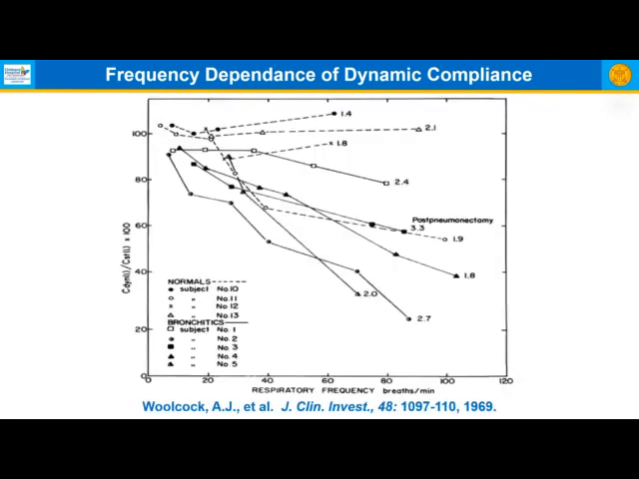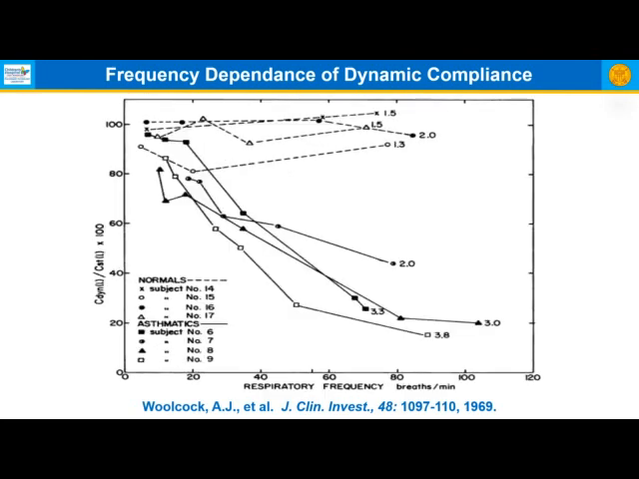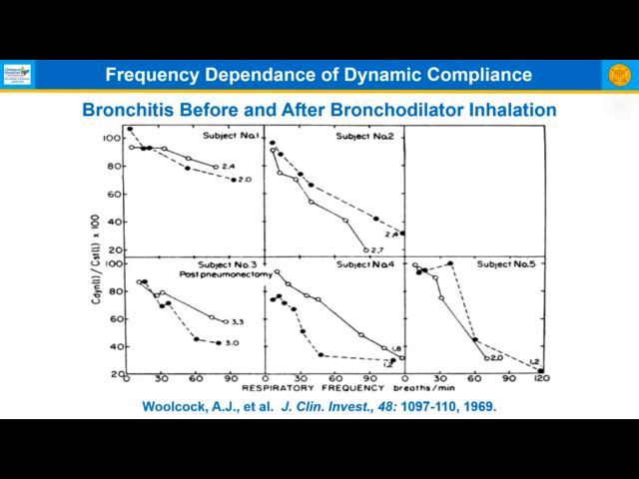So this, again, study by Ann Woolcock, shows dynamic compliance or frequency dependence of dynamic compliance in a number of normal subjects, which are primarily up here, and a group of subjects with bronchitis who do show some degree of frequency dependence of dynamic compliance. This again is a group of normal individuals and asthmatics, who in this case have a decrease. These are a group of bronchitis patients before and after bronchodilator inhalation.